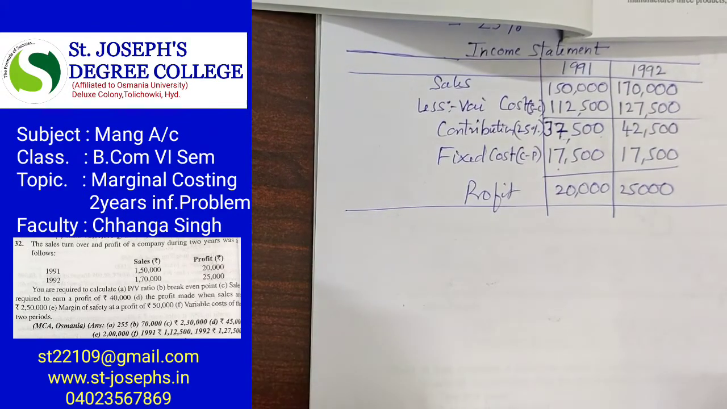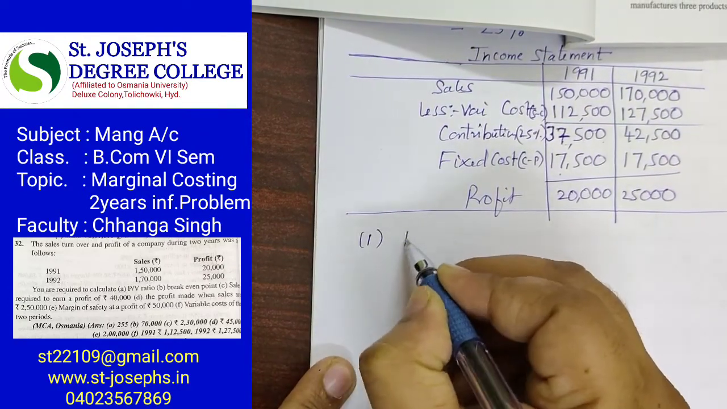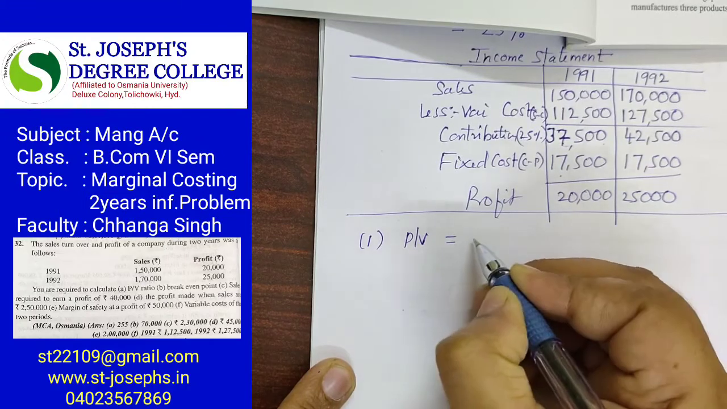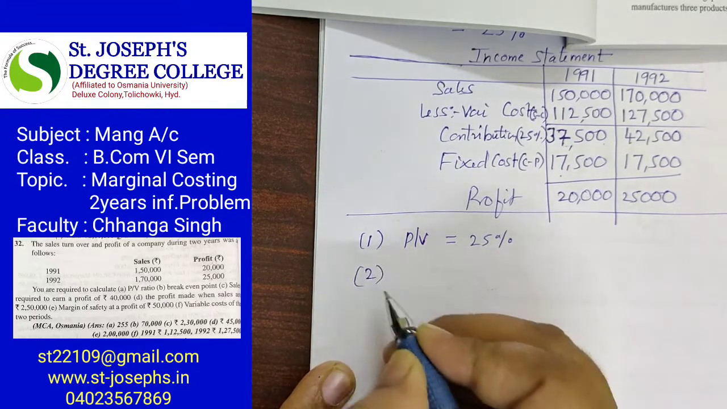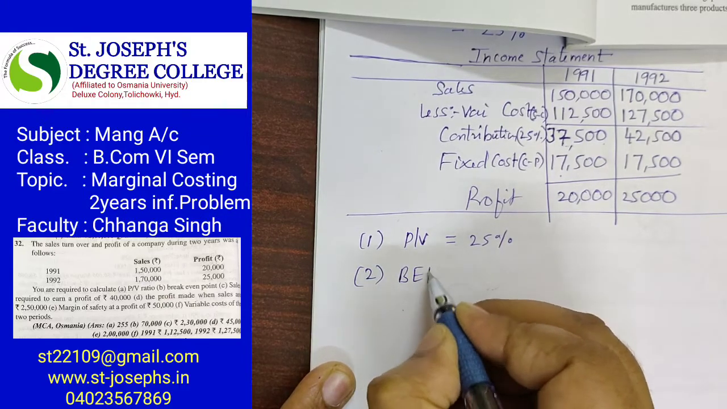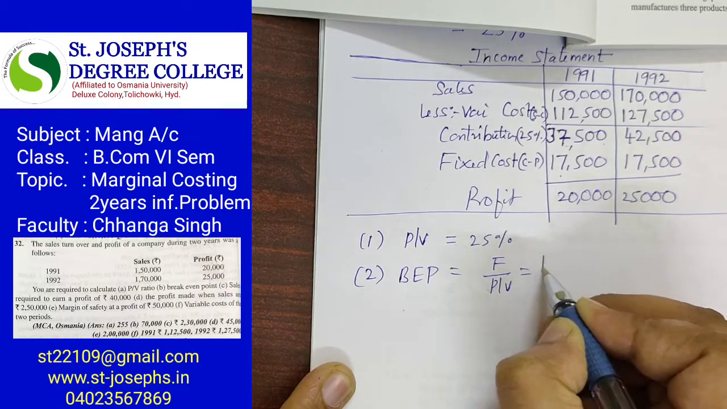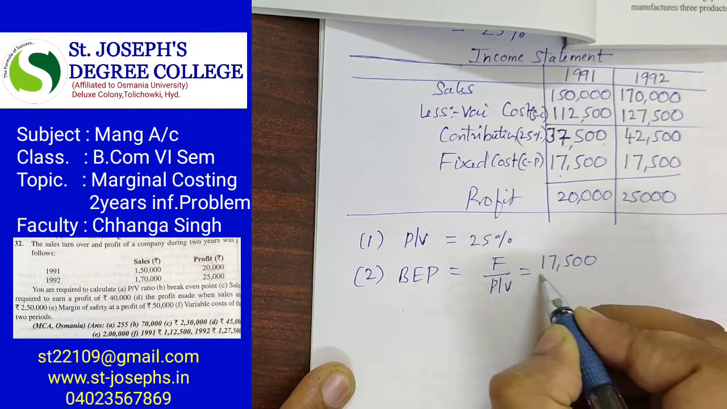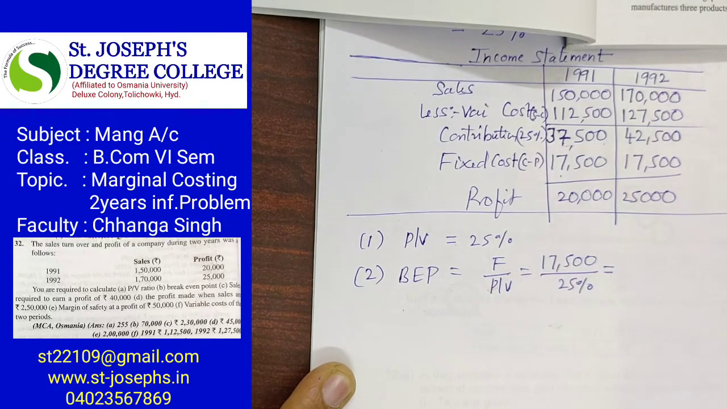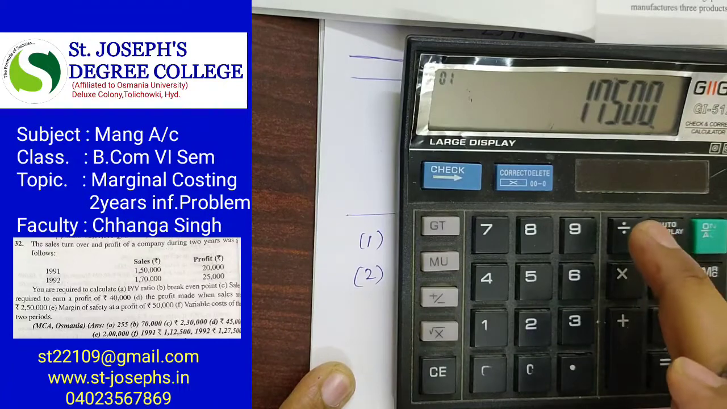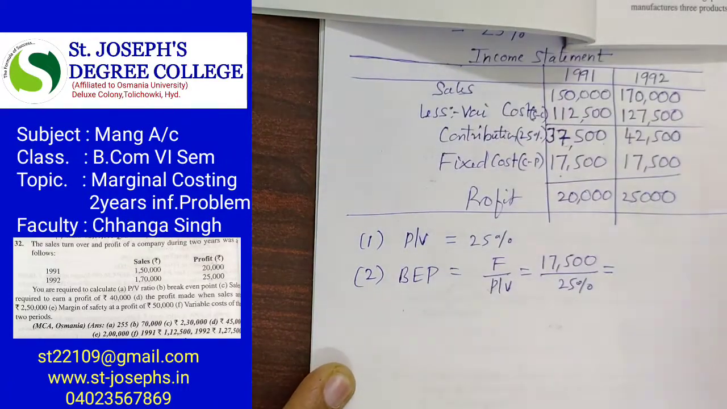Now let's calculate the information being asked one by one. First of all, PV ratio. PV ratio already calculated, it is 25%. Second one is BEP. Very simple. Fixed cost by PV ratio. Our fixed cost is 17,500 and PV ratio is 25%. 17,500 divided by 25% comes to 70,000.